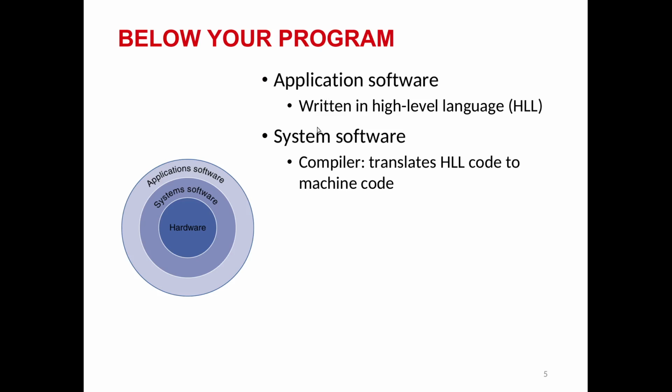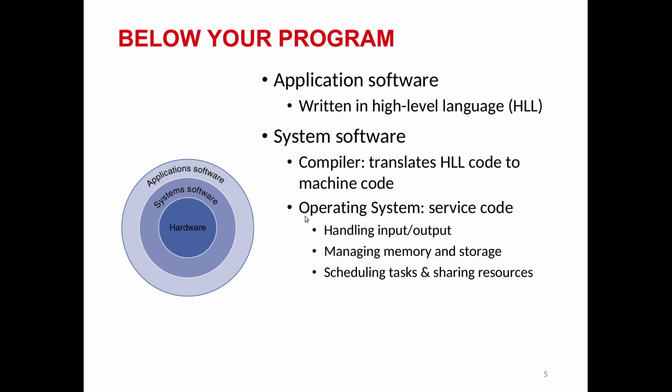Under the application software, you have system software here, and the system software will control all your applications and the hardware. It includes two parts. The first one is the compiler, which will translate your high-level language application code to machine code so that the hardware can execute it. And the second component is the operating system, which will do the service for all the application software as well as hardware.